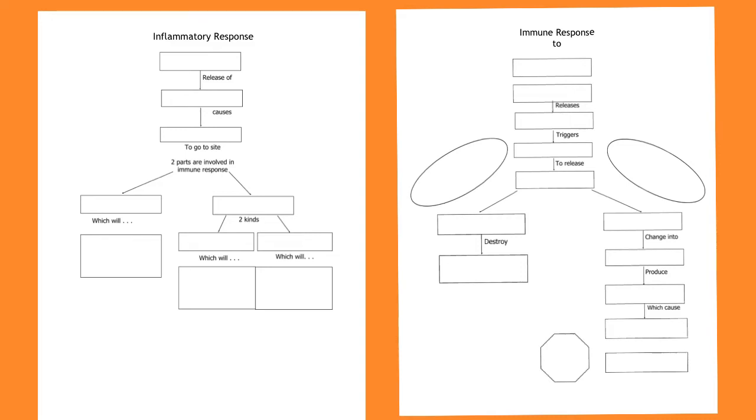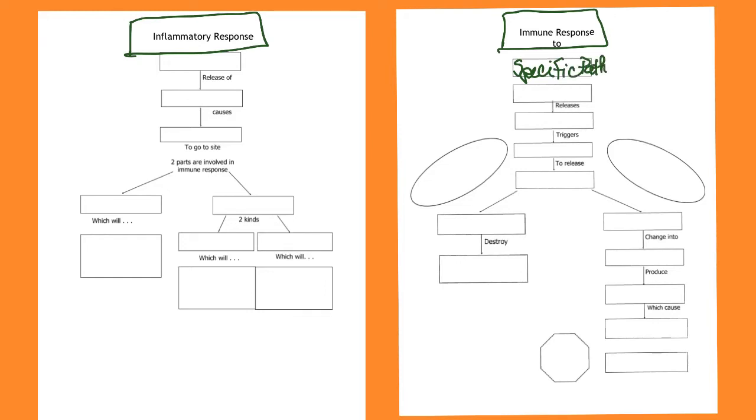All right, biology students, this is a quick little introduction to the immune response system. There are two different parts to the immune response. There is first the inflammatory response over here on this side, and then the immune response to a specific pathogen.